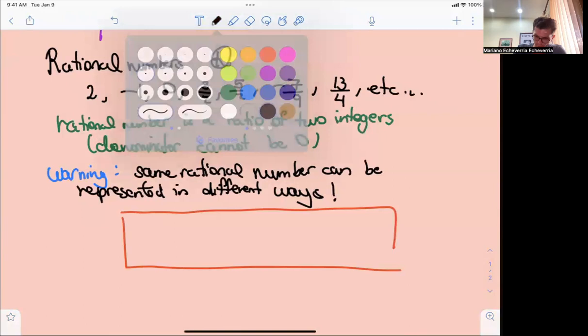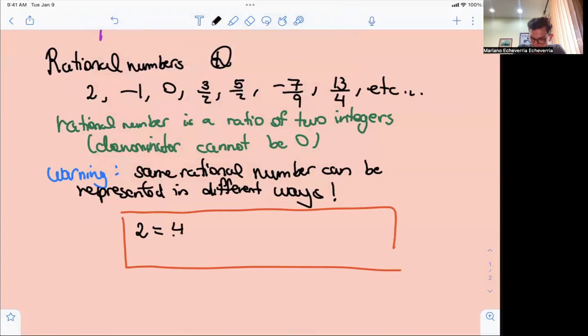Well, for example, if you take the number 2, that's also the same as four halves, right? Or it would also be the same as negative 6 divided by what? Negative 3, correct?